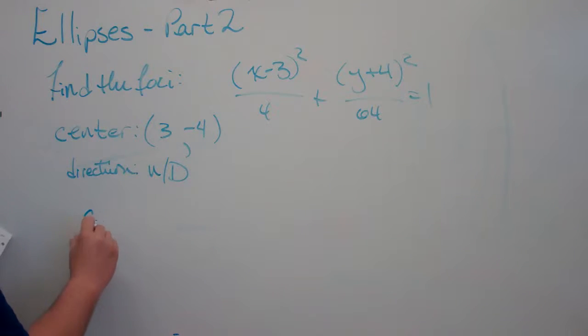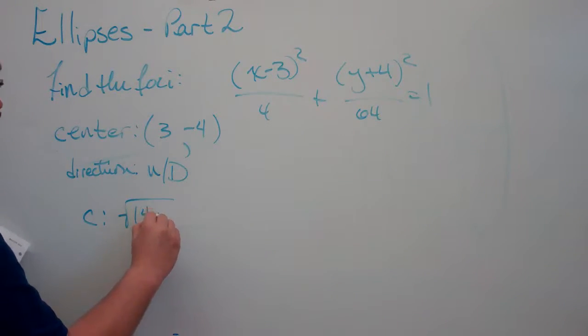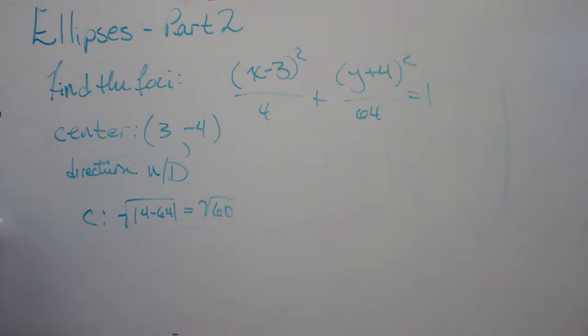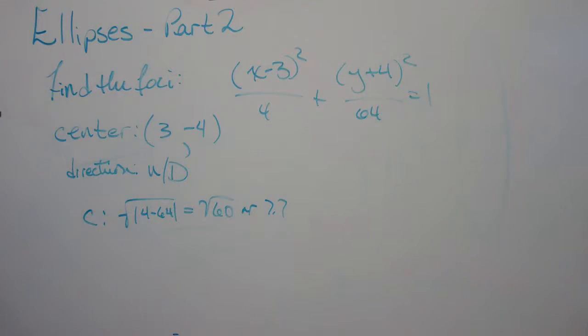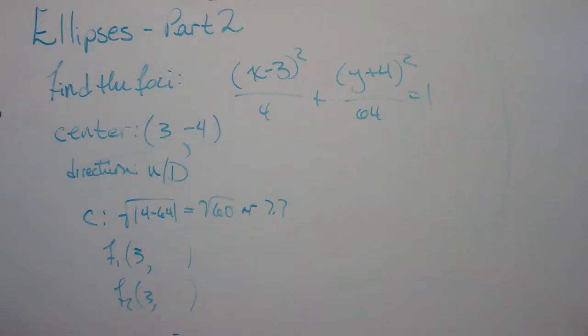Now let's find C. C is the square root of the absolute value of 4 minus 64. So the square root is 60, which is about 7.7. So now let's find our foci, f sub 1. Remember, since it's up, down, our x value of our center point and our foci are going to be the same. So f sub 1 and f sub 2 are both going to have an x value of 3.